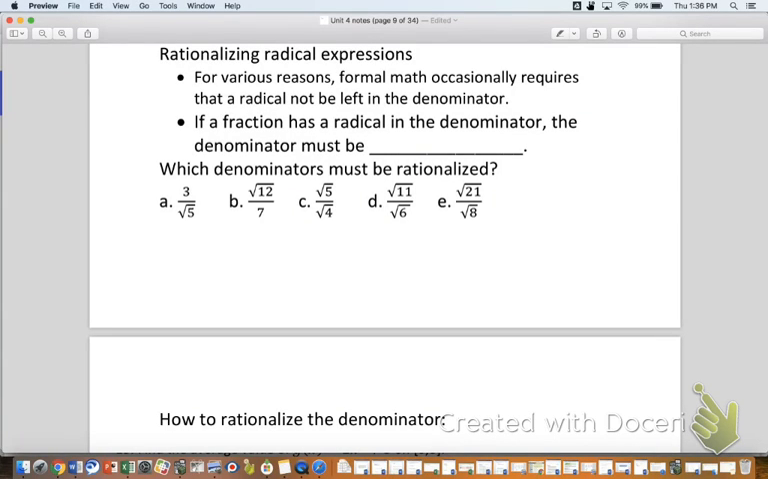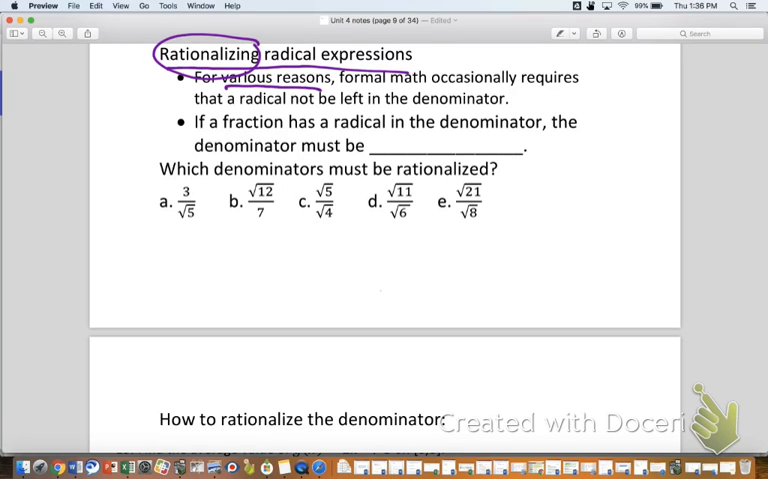There we go. Rationalizing radical expressions, with this word rationalizing kind of being the new thing. So I've just written a few statements up here for various reasons, and I'll get into those a little bit today. Formal communication with math requires that a radical not be left or remain in the denominator of a fraction. Let's talk a little bit about what some of those various reasons are.